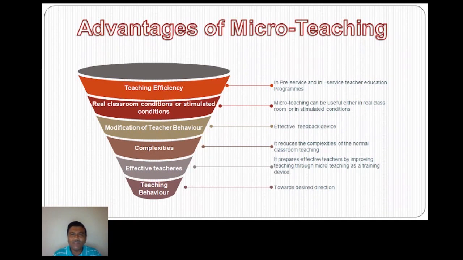Let us see what the advantages of micro teaching are. It enhances teaching efficiency for both pre-service and in-service teacher education programs. It provides real classroom conditions or simulated conditions. Microteaching can be useful either in a real classroom or in simulated conditions. Modification of teacher behavior: microteaching helps in effective modification of teacher behavior. Next, complexities: it reduces the complexities of normal classroom teaching. Effective teachers: it prepares effective teachers for future teaching professions. Next, it takes the teacher behavior towards the desired direction.